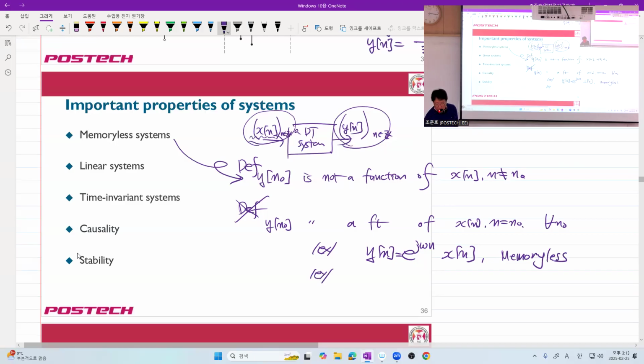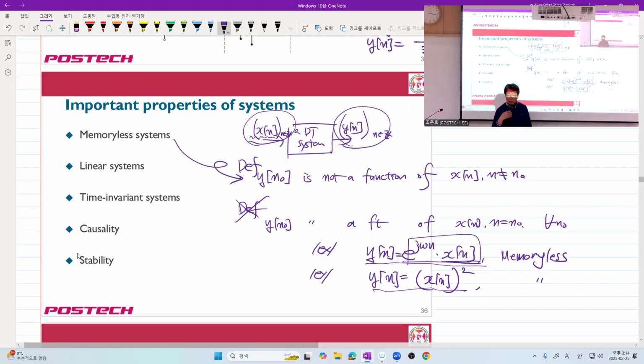Now, another one. Suppose you have something like this one. So the current output is a squared value, assuming real, of the current input. Is it memoryless? Yes. What I'm saying is that not only this type of thing, but also that type of discrete time system is memoryless, because this is not dependent upon the past and future values, only the current value of the input. Got it?